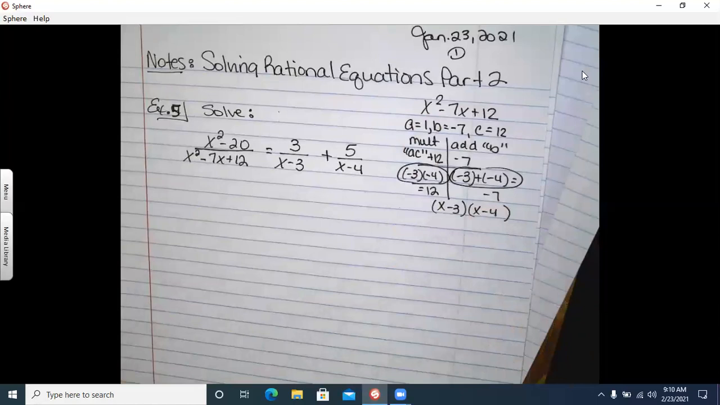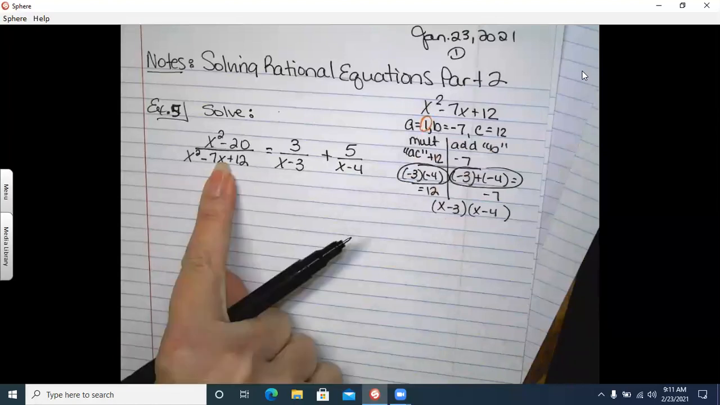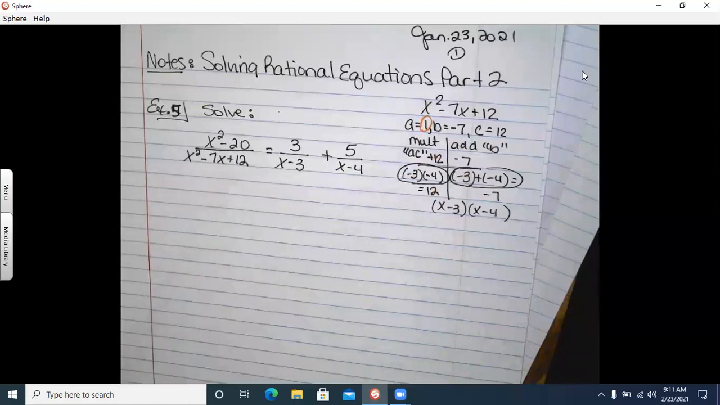Divide and slide if necessary. Is this necessary to divide and slide? No, because a is 1, right? So I'm going to rewrite my problem. I'm going to rewrite this denominator in factored form. And remember, I'm going to space everything out because I'm going to have to come back and multiply by the LCD, which I'll determine in a minute. But right now I'm going to rewrite it, giving myself some space.